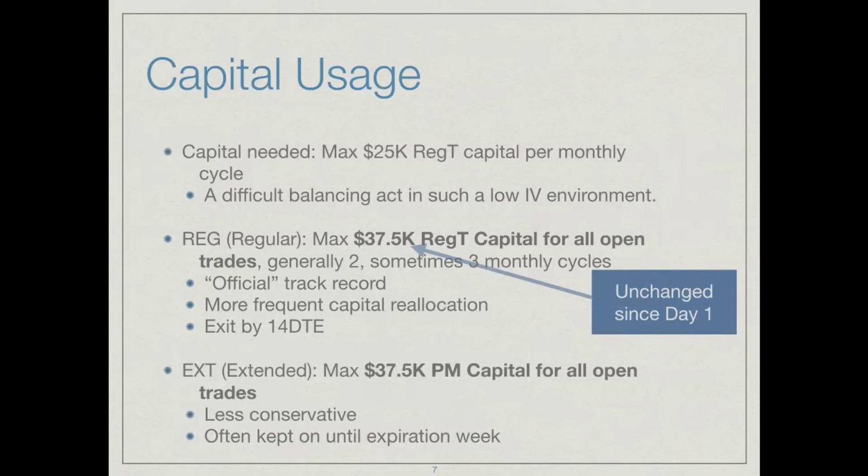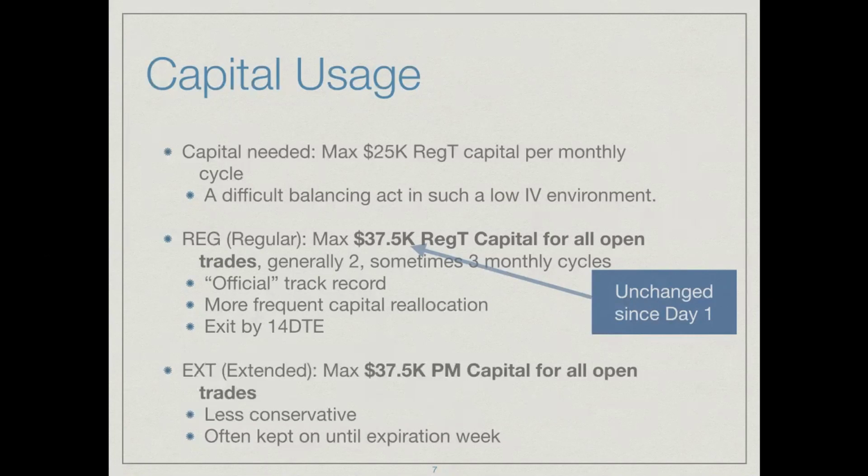So the regular trade, what I call the reg trade, is the one I use with 37.5K, and that's my offshore track record. That's the one that you saw on the chart earlier. And I try and exit by 14 DTE as per the original guidelines. But for people who trade like me on a PM account, initially the spin-off, the extended trade, was really for people who were prepared to take the trade to expiration week. But it has also become a slightly less conservative trade.